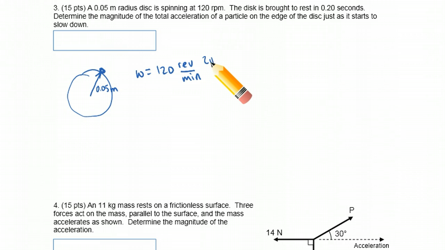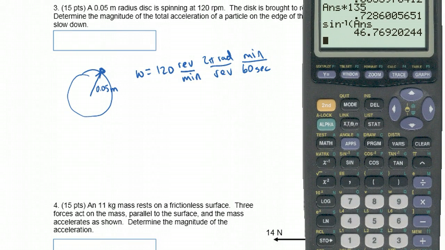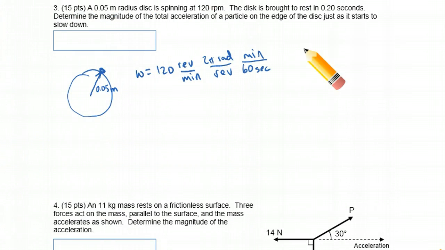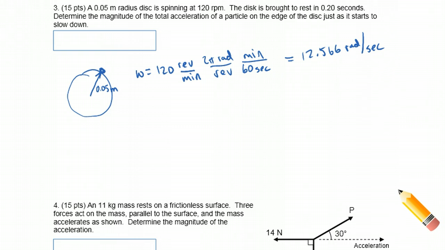2 pi radians in a revolution, and 60 seconds in a minute. So go ahead and get that number. 120 times 2 times pi divided by 60. It's about 12.566 radians per second.